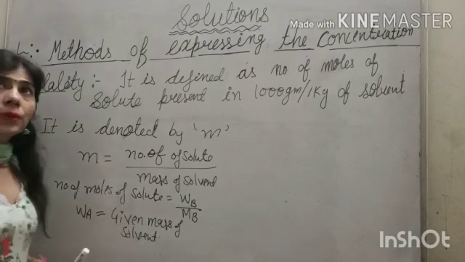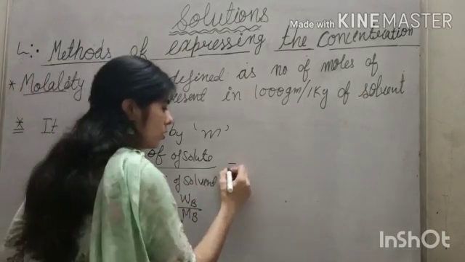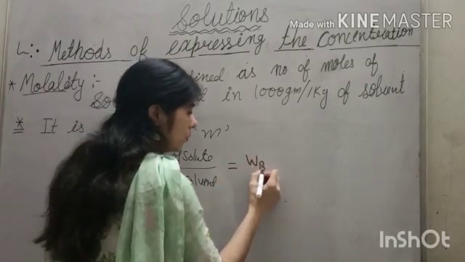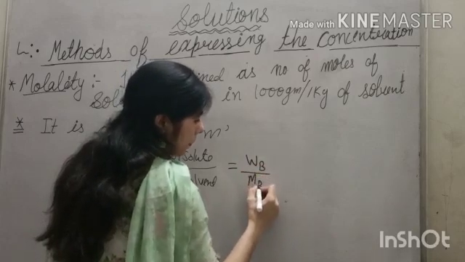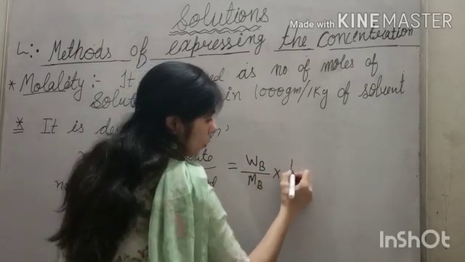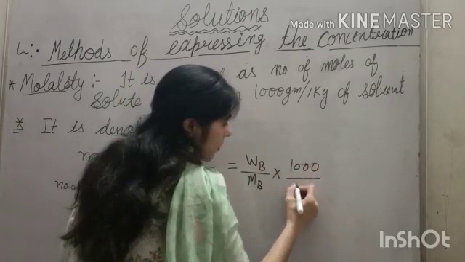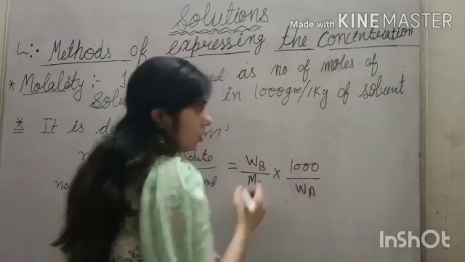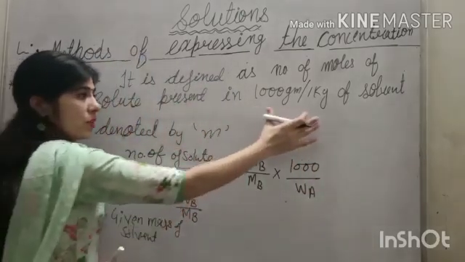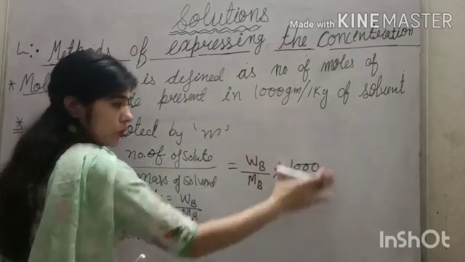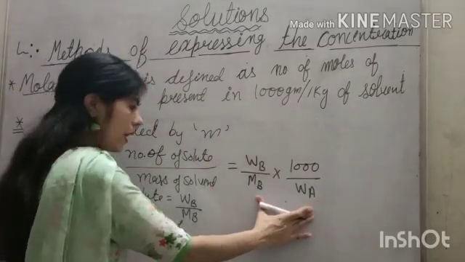Now put this value in the formula, which is equal to WB by MB into 1000 divided by WA, as the mass of the solvent is 1 kilogram. So, this is the formula of the molality.